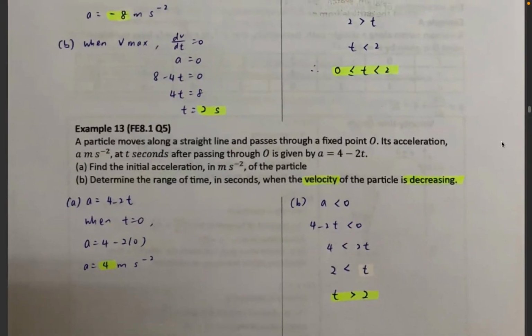Example 13. The acceleration of a particle is given by a equals to 4 minus 2t. Find the initial acceleration of the particle. So whenever we see the word initial, it means t equals to 0. So they are asking you to find the acceleration in the beginning of the experiment. So we just need to substitute t equals to 0 into the acceleration function. Then we will have the answer a equals to 4 meter per second squared.